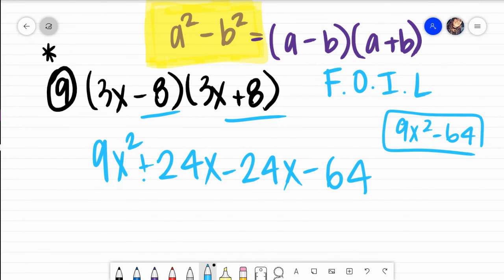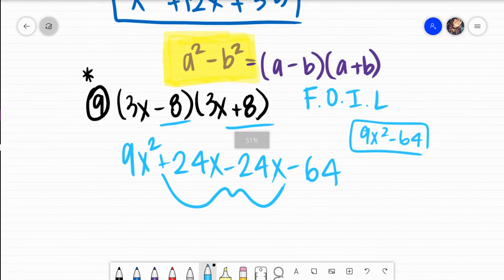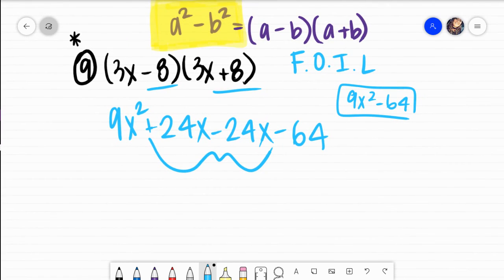I'm still not done with the problem. Do you agree with me? Those are like terms, right? They both have an x with an exponent of 1. This also goes back to when we were doing linear equations and solving those, this property. Look at the numbers. Those are both 24. Look at the signs. They have different signs. If you have the same numerical value, the same number with different signs.